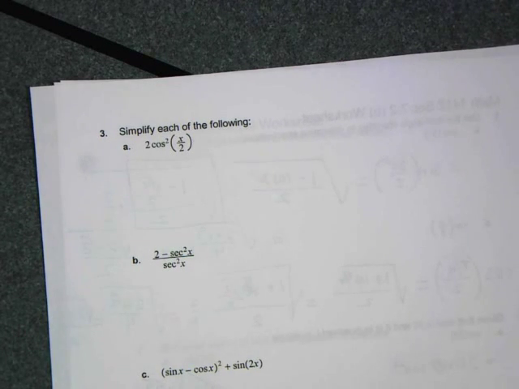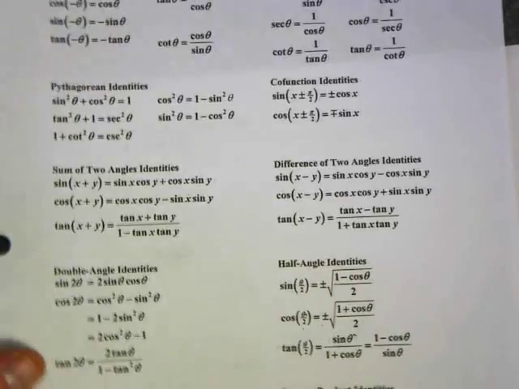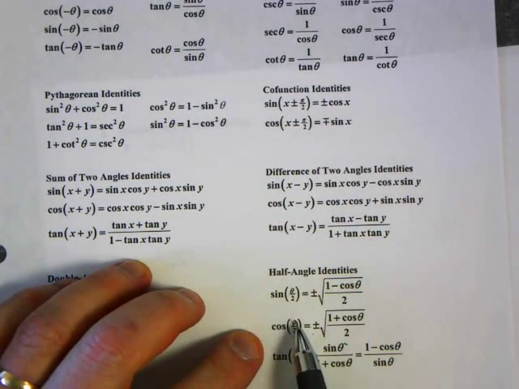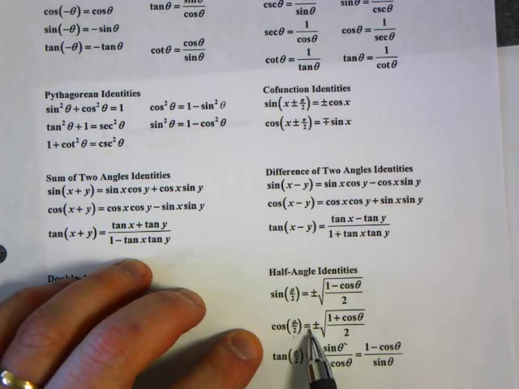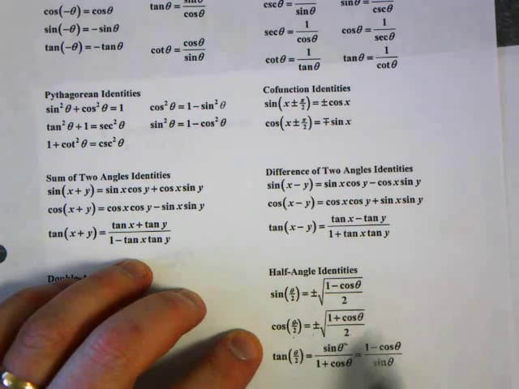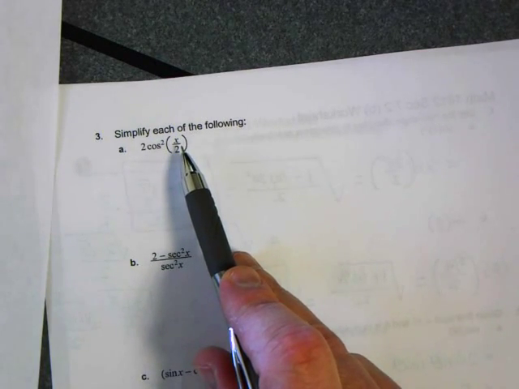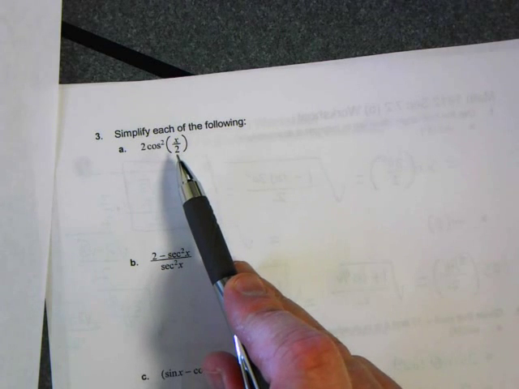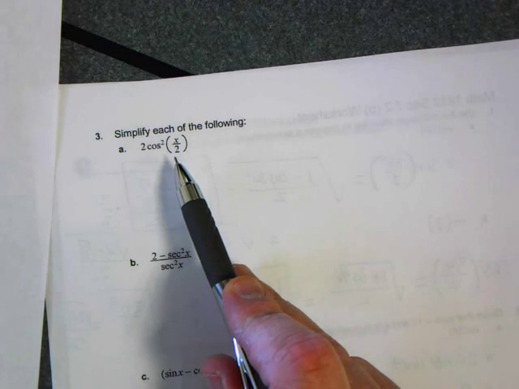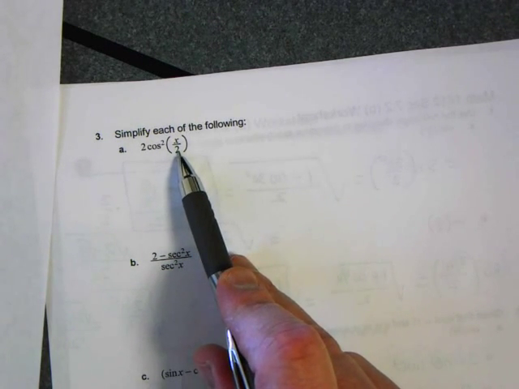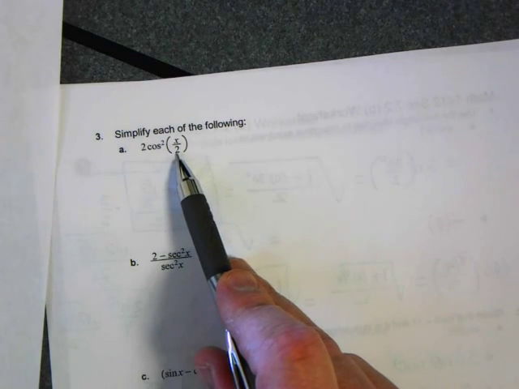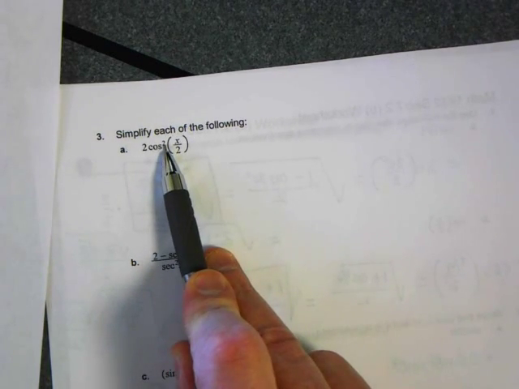So looking at that half identity, it has cosine of x over 2 is plus or minus this whole square root thing. All right, so we don't know anything about x, do we? We don't know which quadrant we're in. So should I use the plus square root or the minus square root? I should use both. That's correct. And the good news is it's not going to matter. How come it's not going to matter? Because after I use that identity, I'm going to square it anyway.